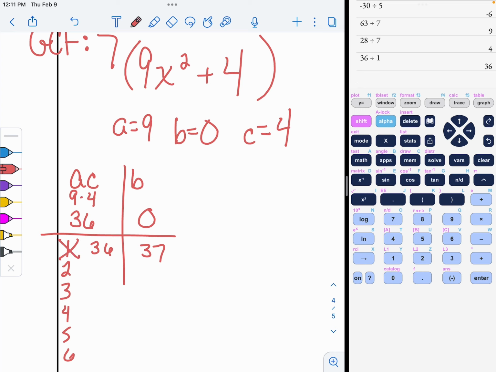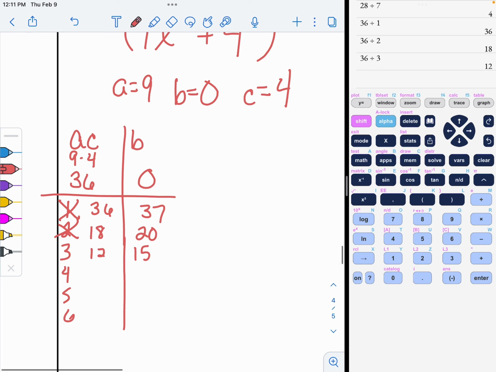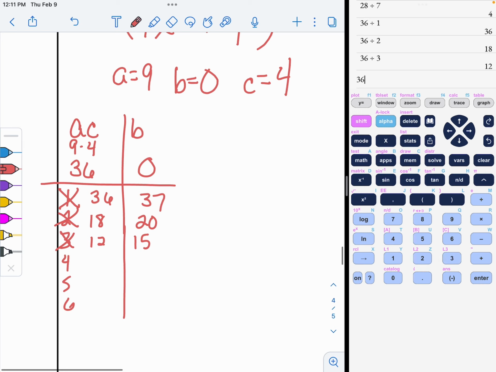Definitely not what I want. 36 divided by 2 is 18. Add those, get 20. Definitely not what I want. 36 divided by 3 is 12. Add those to get 15. Not what I want. 36 divided by 4 is 9. Add those, not what I want.